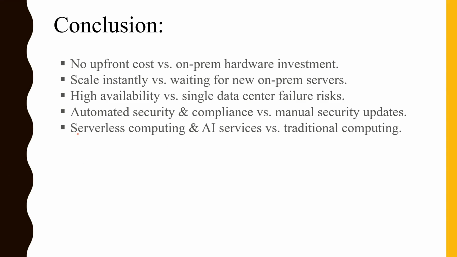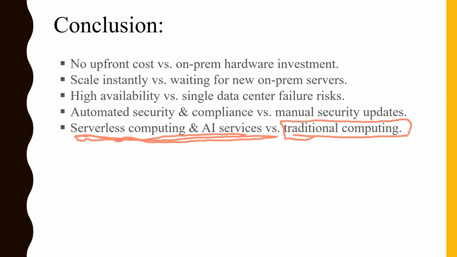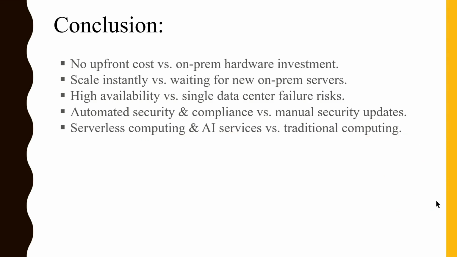Next one is serverless computing and AI services. There are a few AI services in AWS like Amazon Rekognition or Amazon Polly, which are image recognition and voice recognition services that create transcriptions. Compared to traditional computing, you would have to write millions of lines of code to convert audio to video or audio to face recognition or anything. So these are the most advantageous features. Whenever anybody asks you in AWS what the advantageous features are, you can just mention all these highlighted five points.